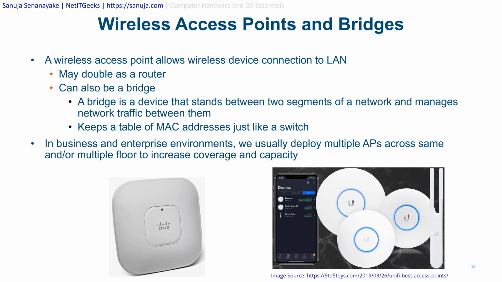So we're going to switch gears again, and this time we're going to discuss wireless access points and bridges. A wireless access point allows wireless device connection to a LAN or multiple LANs too, and it can double as a router sometimes. Some wireless access points have built-in routing capabilities and can also be a bridge. A bridge is a device that stands between two segments of a network and manages network traffic between them.